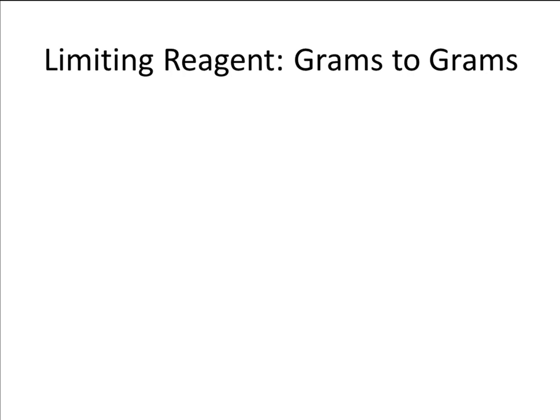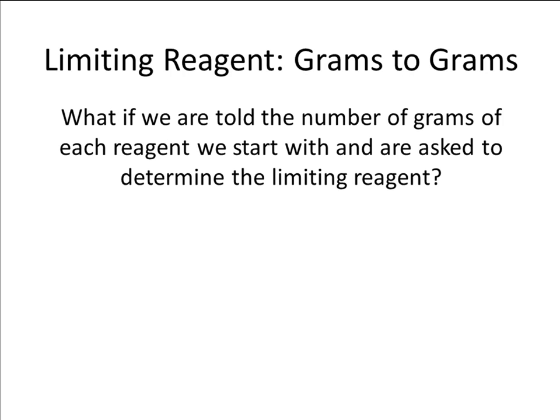In the limiting reagent mole-to-mole tutorial, you learned how to calculate the limiting reagent when given the moles of reagents to start with. However, usually for chemical reactions, we weigh out our starting materials. What happens if instead of being told the number of moles of each reagent to start with, we are told the number of grams of each reagent and are asked to determine the limiting reagent?